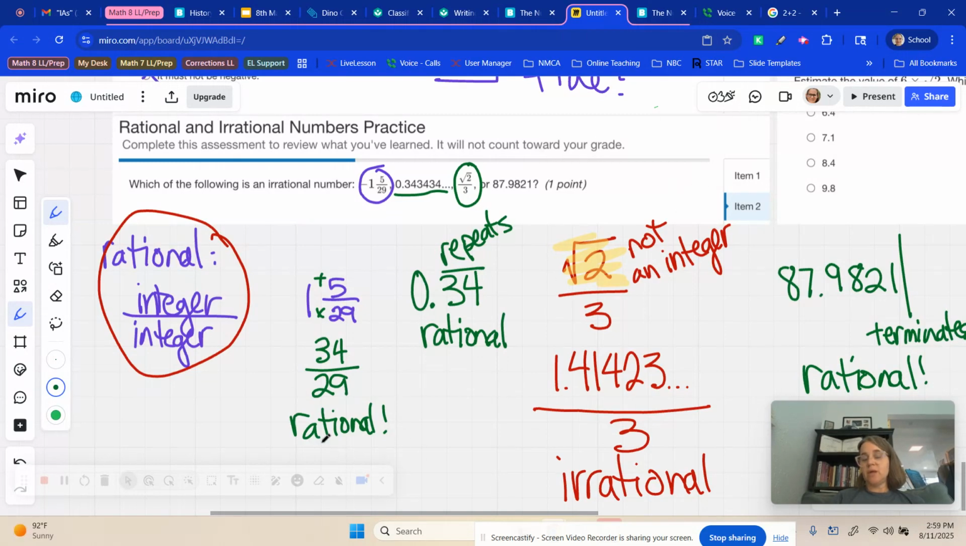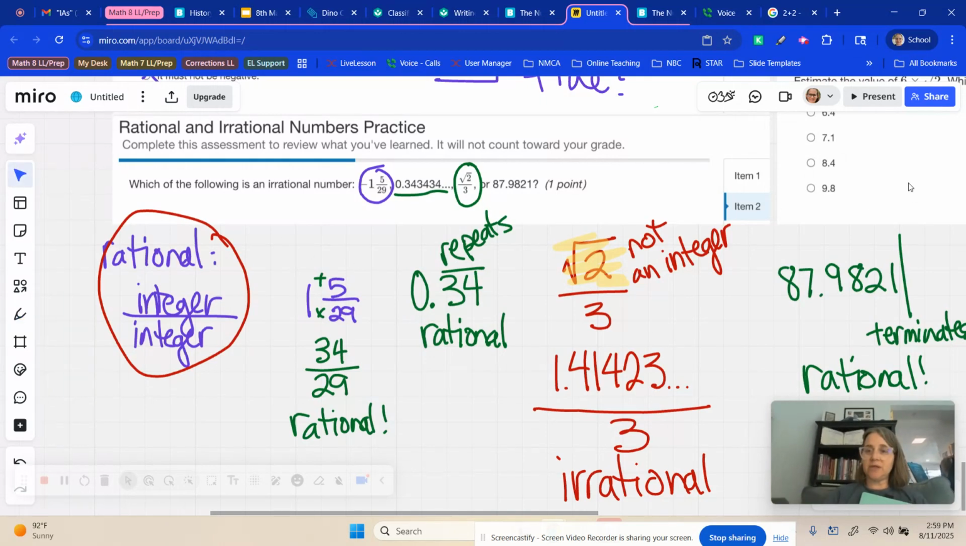And the reason is the first choice can be written as a fraction. The second choice is a repeating decimal. That's rational. And the last choice is a terminating decimal. It ends. It terminates at the end there. The one with the square root of 2, numerator is not an integer, so it is irrational.